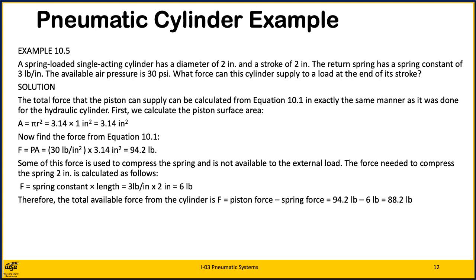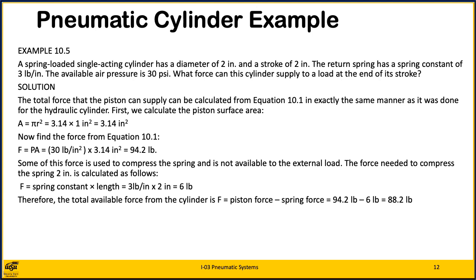The solution: the total force that the piston can supply can be calculated from equation 10.1 in exactly the same manner as it was done for the hydraulic cylinder. First, we calculate the piston surface area to be 3.14 square inches. Now find the force from equation 10.1. F is equal to PA, which comes out at 94.2 pounds.